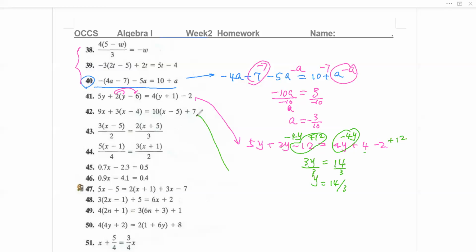Let's see 42. The same. We need to get rid of the parentheses first. Okay. So we got 9x plus 3x minus 12. Right? The right part, 4y plus 4 minus 2, right? So our objective is to move all the unknown parts to the left, minus 4y.